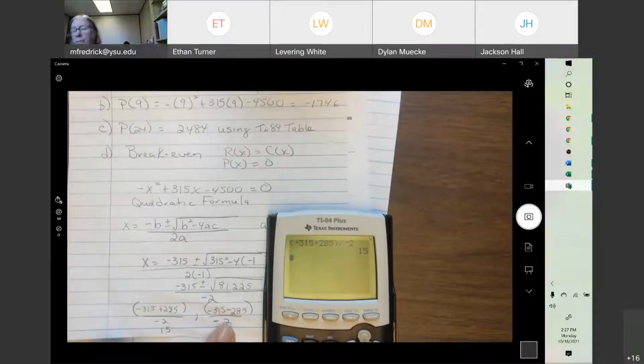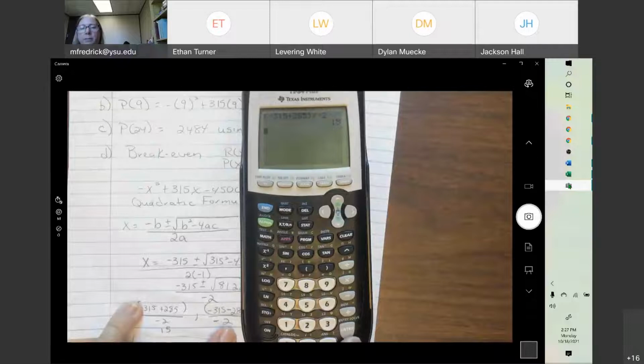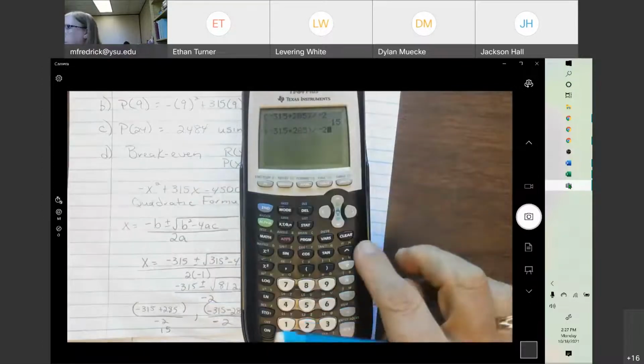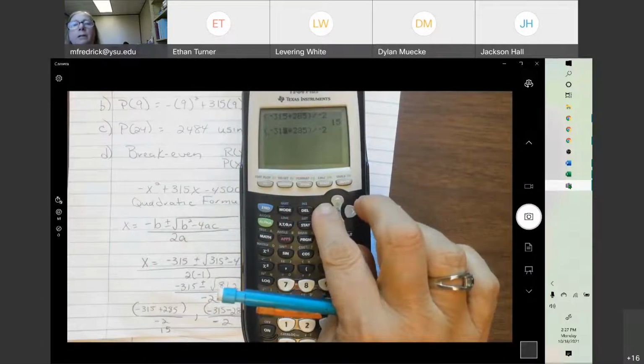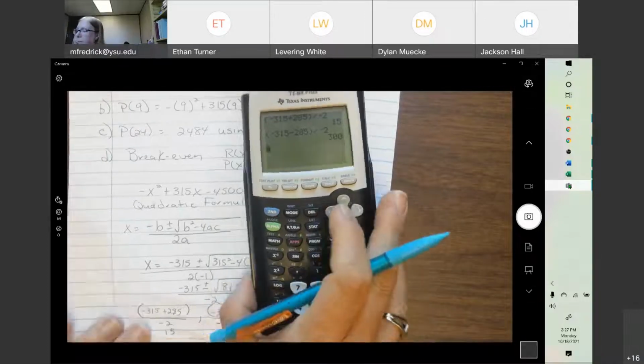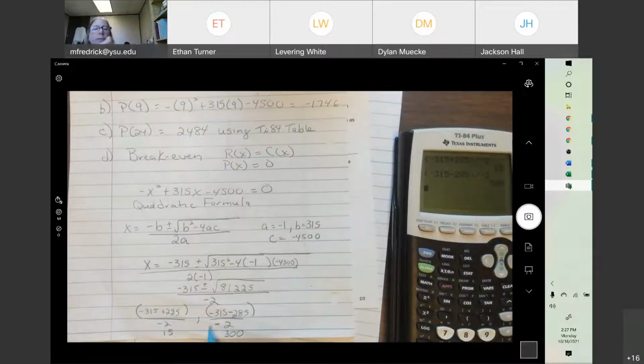For the other one, hit second and enter. If you hit second and enter, it brings it back up, and then you just make your plus sign a minus sign. Minus and hit enter. 300. So it's 15 and 300. Both of those are where we break even.